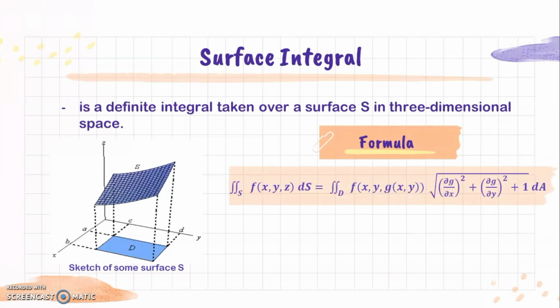Now, here is the second method that we can use in evaluating a surface integral, especially when the surface is given by a parameterization. So we have the double integral of f of x, y, z, dS over the region S is equal to the double integral of f of vector r of u, v times the magnitude of the cross product dA over the region D. To better understand the concept of surface integral, let's try to answer one problem.